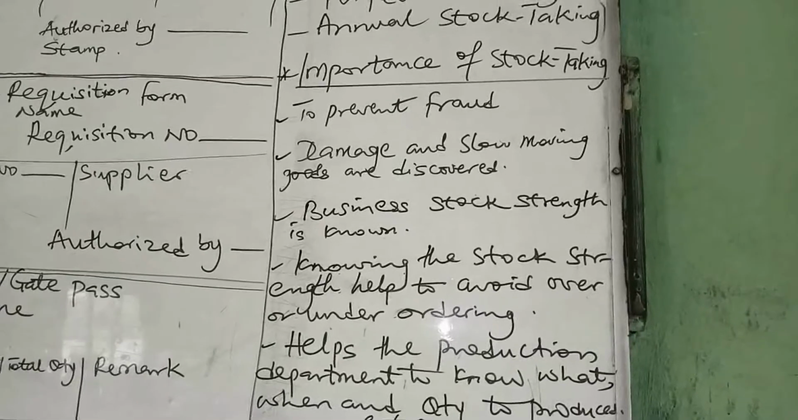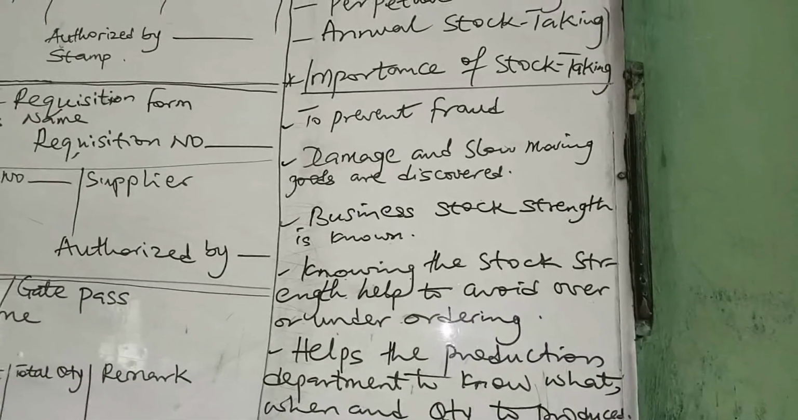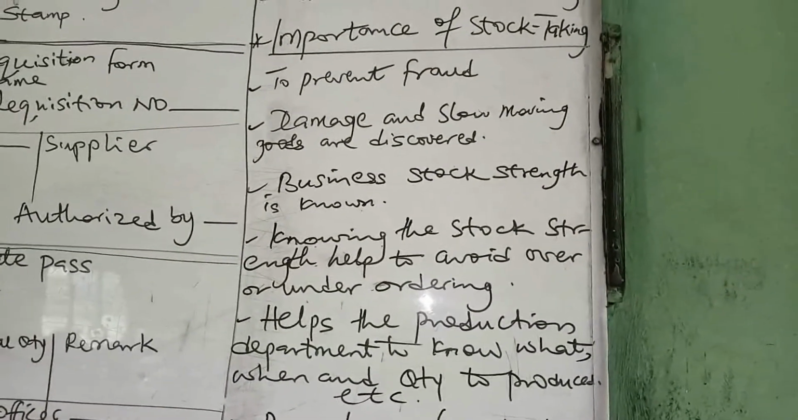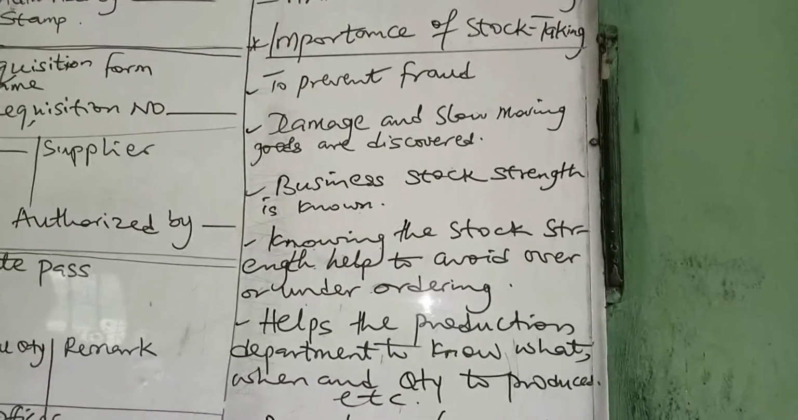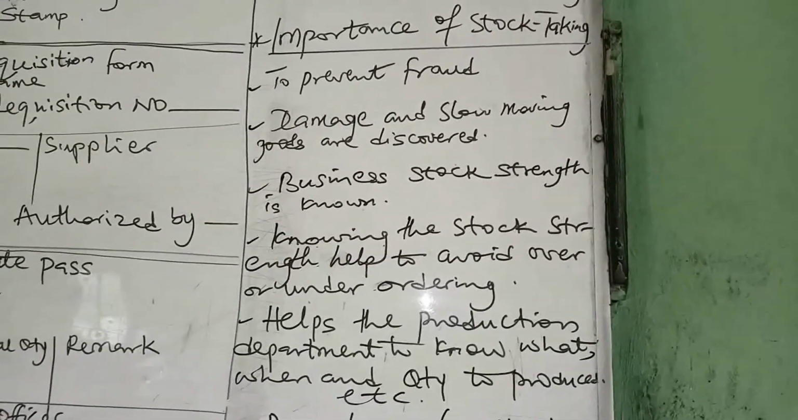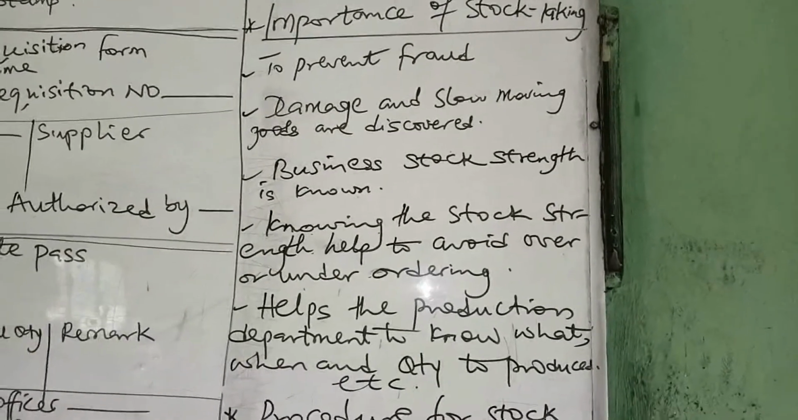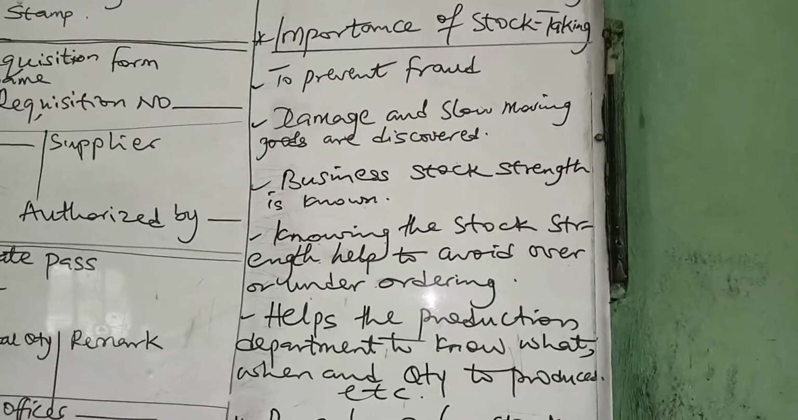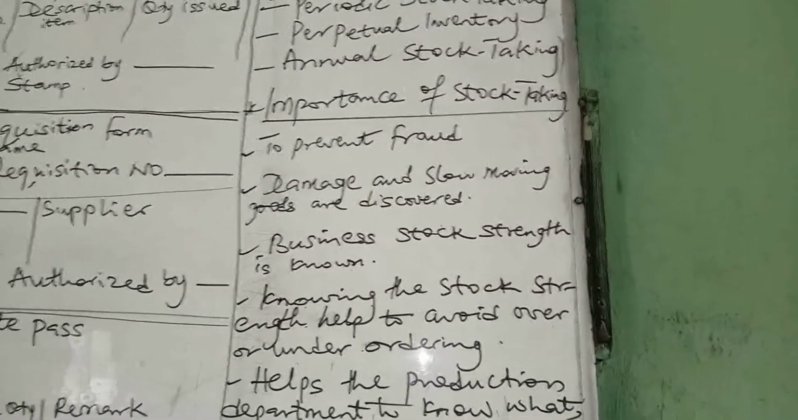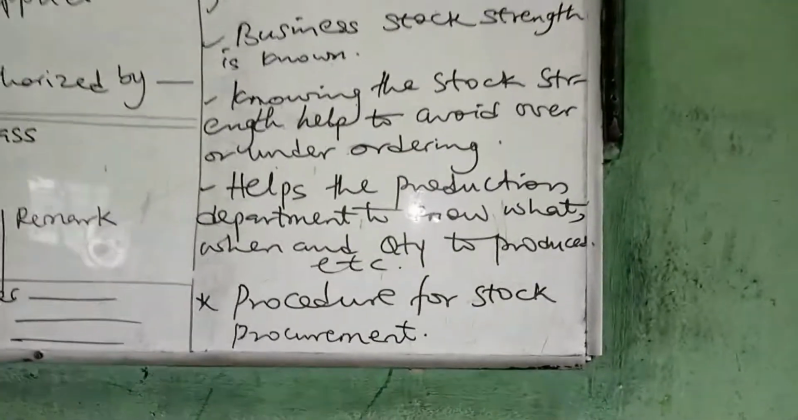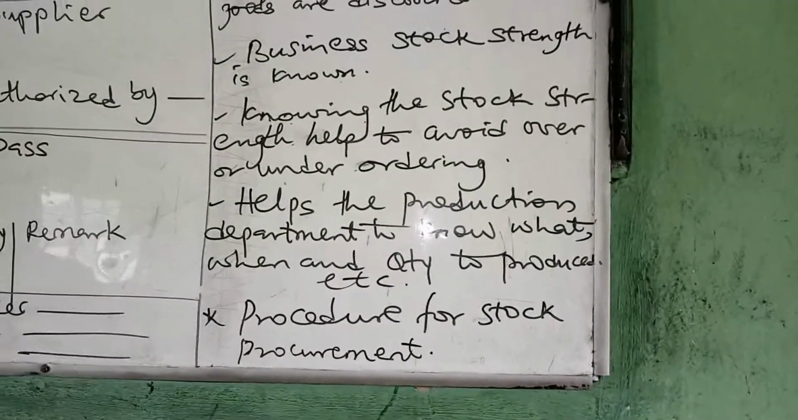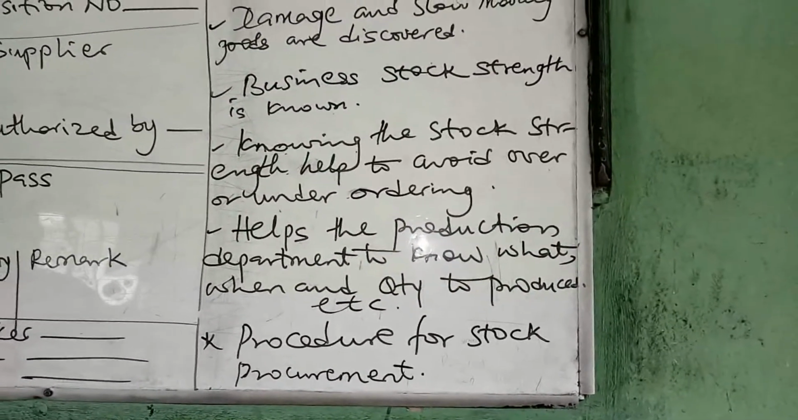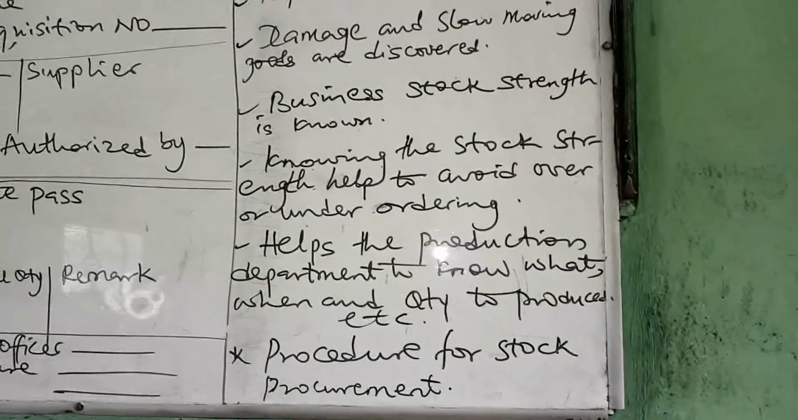Then it helps the business to know its stock strength at any point in time, and also to know when a particular stock is exhausted, when a particular stock has finished. They will notice it during stock taking. Then, knowing the stock strength, we have to avoid over or under-ordering. Under-ordering is when they order a quantity that will not be enough, or over when they order a large quantity more than they need.